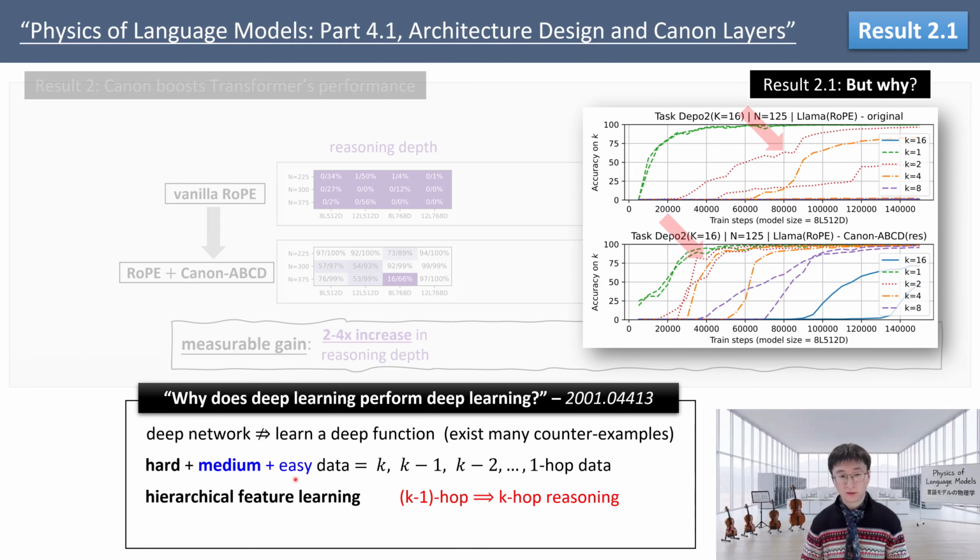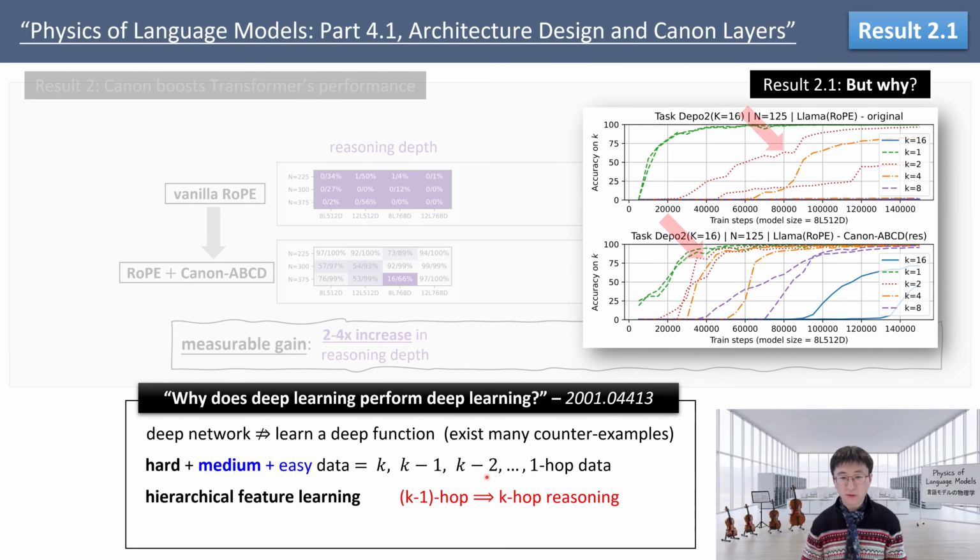Okay. But this is only the naive reason for what needs to be done for hierarchical feature learning. That is, you need the data to be of different levels of difficulty. But what turns out to be very hard, and I would say 99% of deep learning researchers don't really know, is how, at the end of the day, deep learning performs hierarchical feature learning.